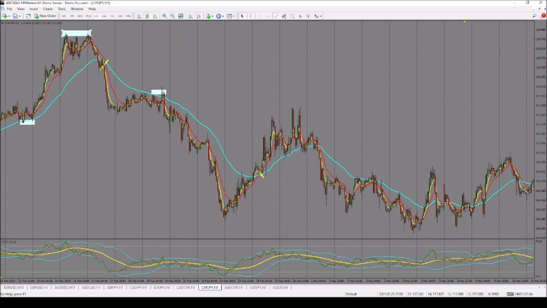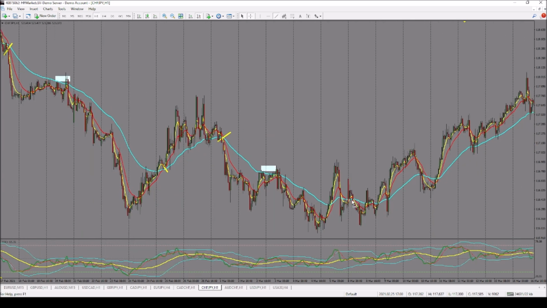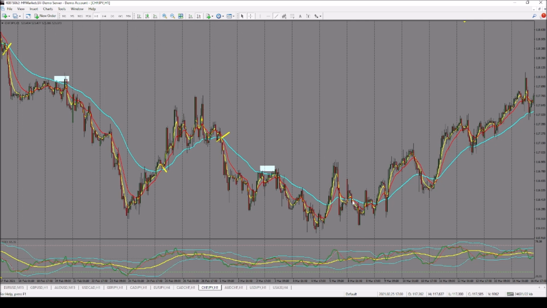And another point, we had a 50-13 here. After that 50-13, we had this retest of the 50, and our 50 pips was going to be hit. So basically that is what you'll be doing.